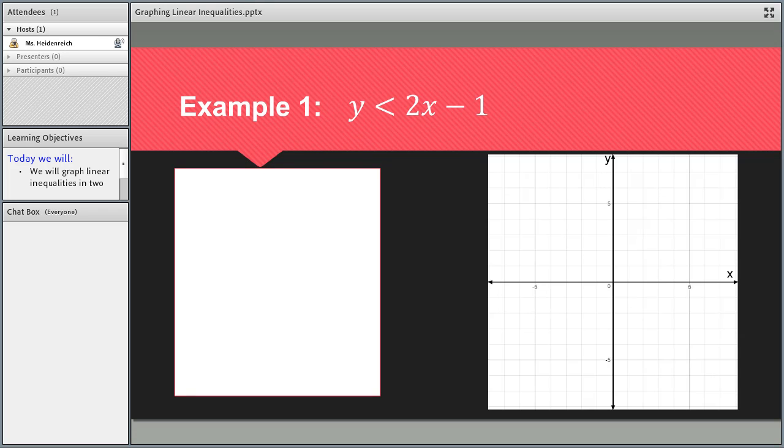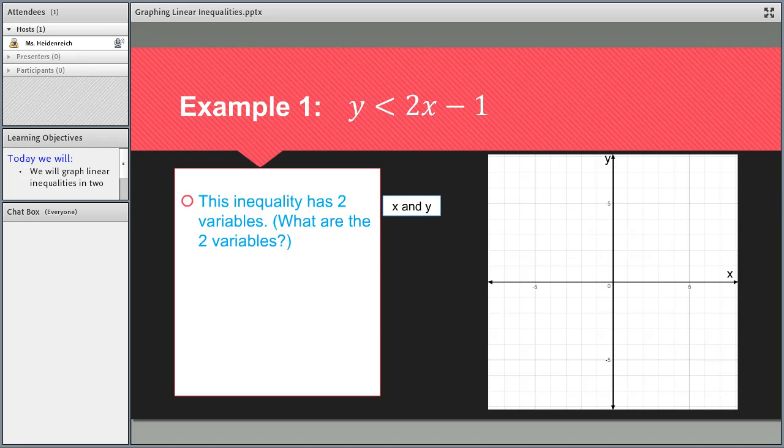So this first example, we've got y is less than 2x minus 1. And what I'd first like us to note about this is that this has 2 variables. So this is an inequality in 2 variables. What are the variables? They are x and y. Okay, and another thing to note is that this inequality is already in slope-intercept form.